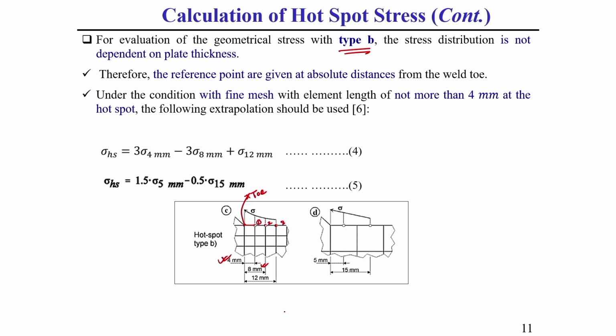So, these 3 points generally we use for what? For quadratic type of extrapolation.